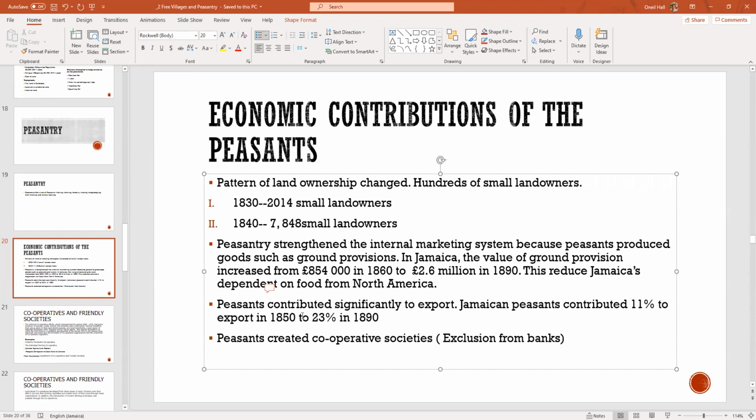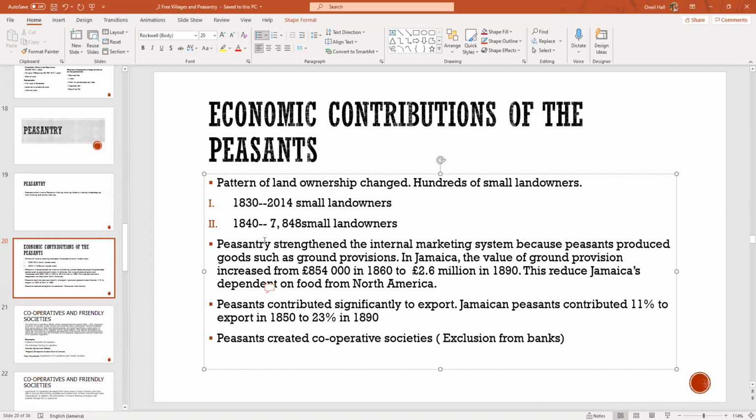Another one is that they are going to increase export because they are doing all of these fruits and vegetables and all of these different stuff. They are going to export it abroad. And so the peasants would have contributed 11% to export in 1850, and by 1890, that would have increased to 23%. So they are making money because they are selling goods abroad.